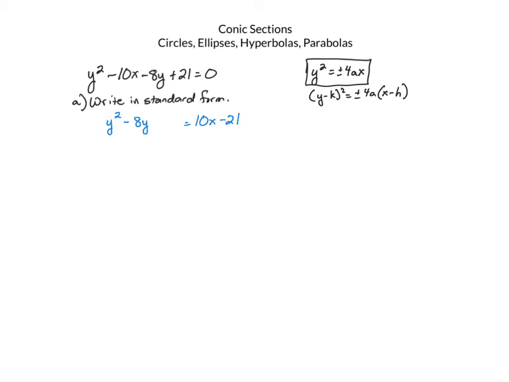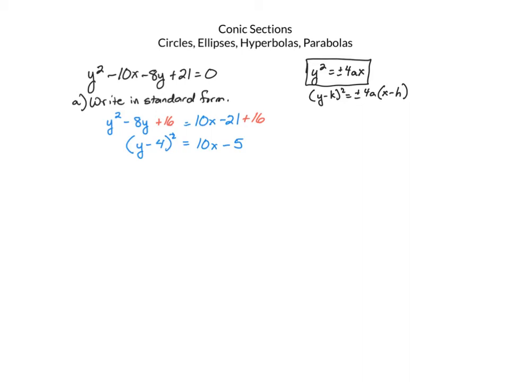I left the negative 8y on the left because I know I'm going to complete the square with respect to y. Half of negative 8 is negative 4. Negative 4 squared is 16. So I add 16 to both sides. Now I have a perfect square on the left. It's (y minus 4) squared. And on the right-hand side, I have 10x minus 5.